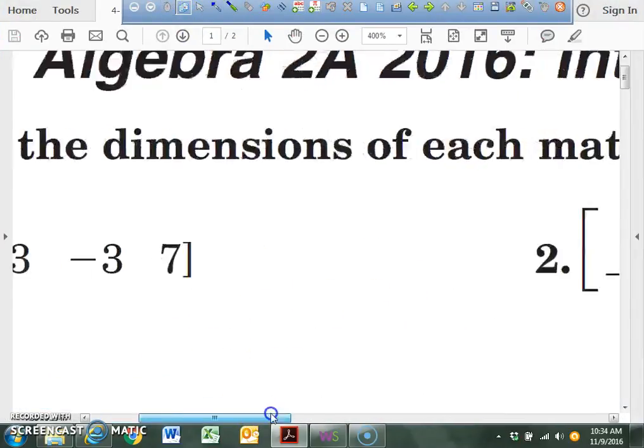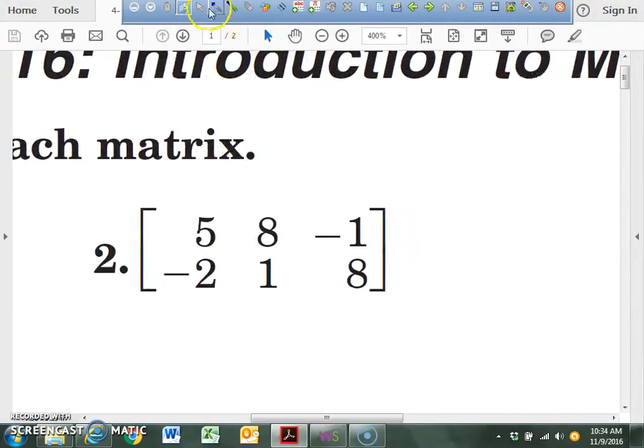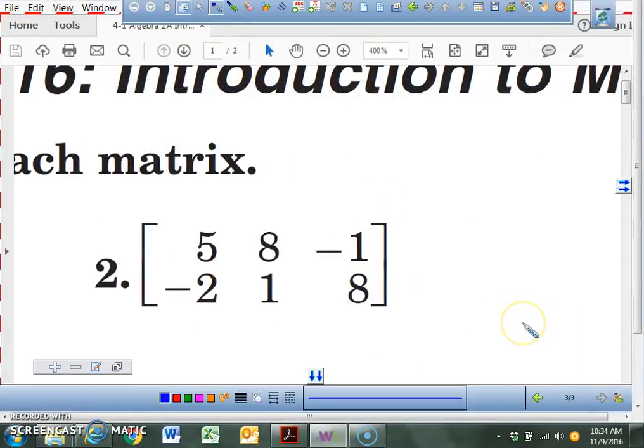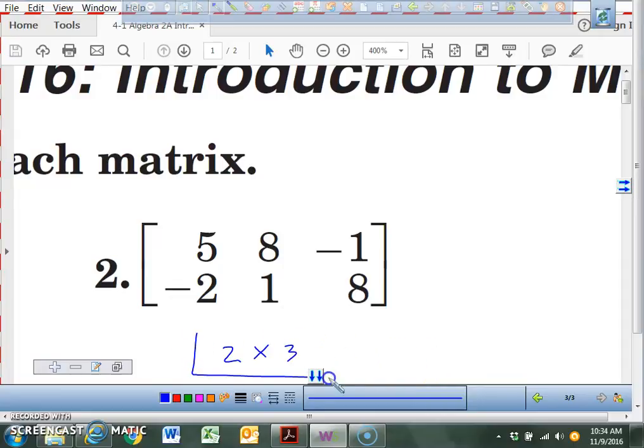Okay, sliding over to number 2. How many rows do you see? 2, correct. 1, 2. 2 by how many columns? 3, that's it. So 1, 2, and 3 just simply asks you how many rows and how many columns. That's it.